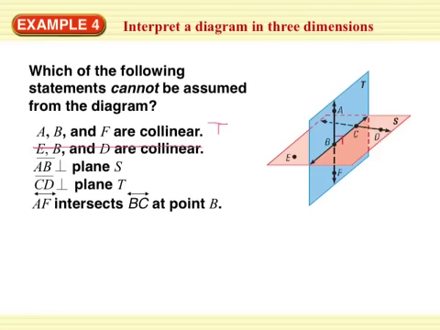Segment AB is perpendicular to plane S. I have segment AB right here is perpendicular to plane S. This tells me that's true. Segment CD is perpendicular to plane T. There's no line, there's no box thing that says that's true. So we're going to cross that one off. Line AF intersects line BC at point B. I believe that one is also true.